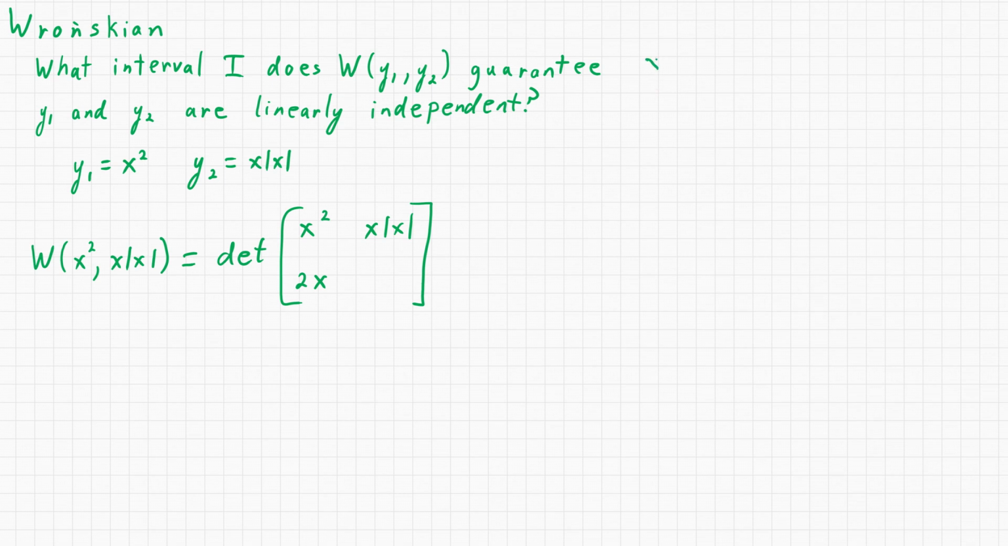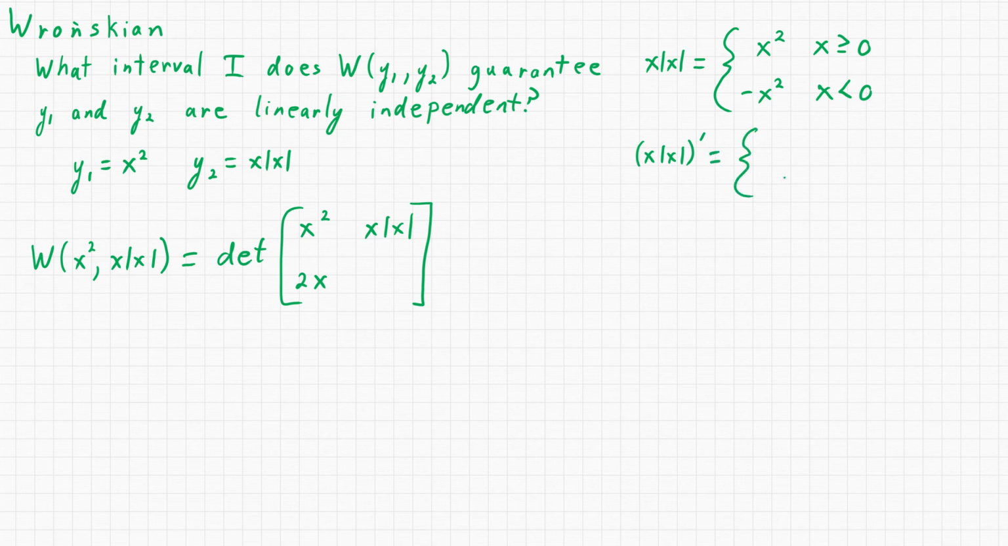So if I look at x times the absolute value of x, it's going to have two different definitions depending on if x is positive or negative. So here I'll do x is greater than or equal to 0, and here I'll do x is less than 0. If x is greater than or equal to 0, then x times absolute value of x is just x times x, so this is x squared. If x is less than 0, then we get x times negative x, so we actually end up with negative x squared.